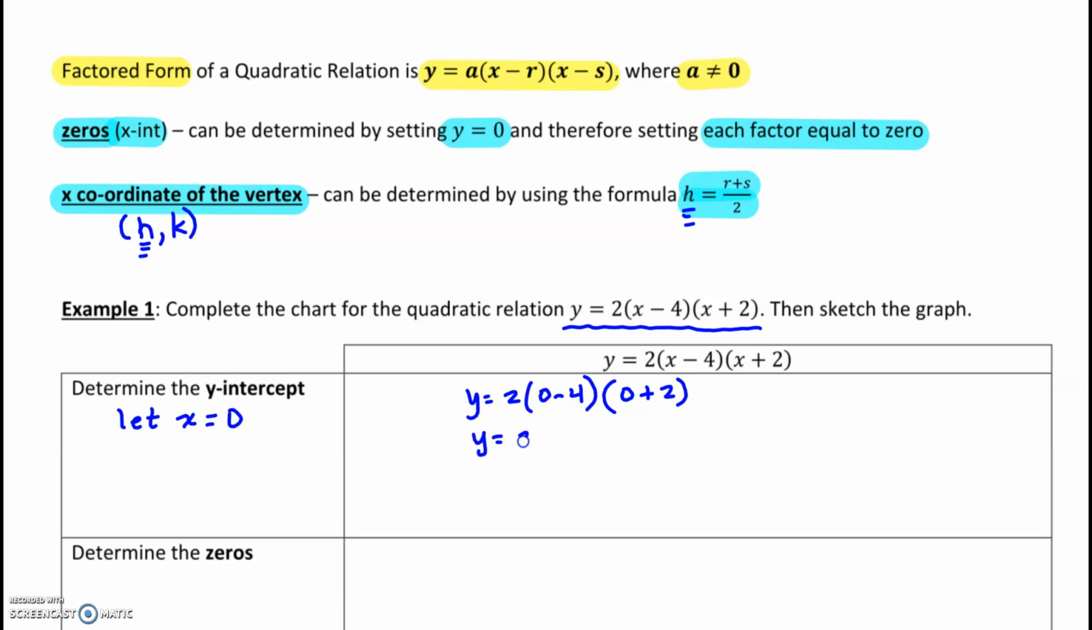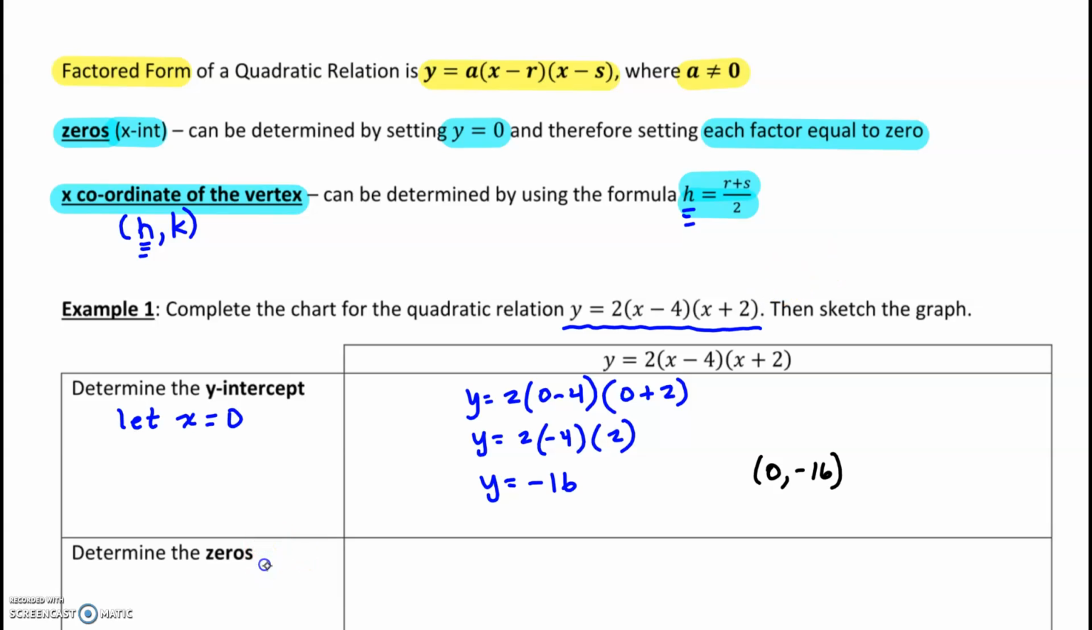Okay, and now we're going to go ahead and solve this. So I'll do brackets first. 0 minus 4 is a negative 4. And 0 plus 2 is 2. And now I can just multiply straight across. 2 times negative 4 is negative 8 times 2 is negative 16. So my y-intercept is going to be (0, negative 16). All right, I got my y-intercept for my graph up here. So I got 1 point already. That's great. Let's now get the zeros.